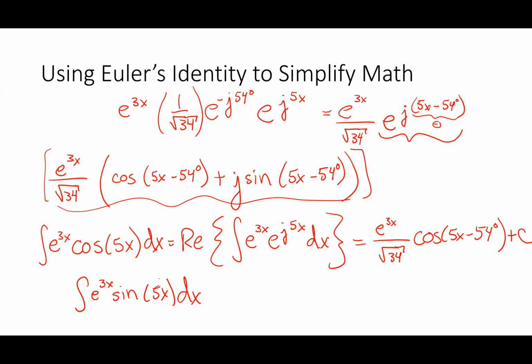Well, so if I'd given you this, you would have said, all right, well, this is the imaginary part of the integral e to the 3x e to the j 5x dx. If you combined that, you would have been doing all your calculus on the same complex number. And that would have led you to the same result. And you'd say, well, give me the imaginary part of the answer. Well, the imaginary part of the answer is everything that multiplies the j. So that'll be just the sine term. So it'd be e to the 3x over square root of 34 times the sine.